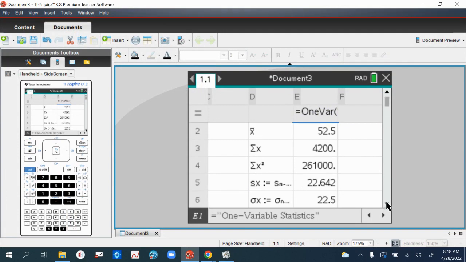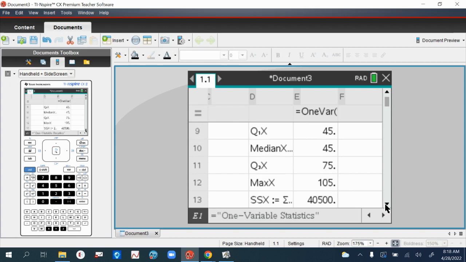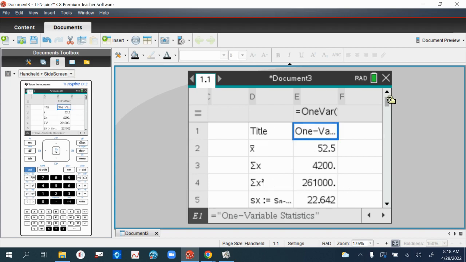Let's now have a little look back at some of the other things that we can do here. So just a quick reminder. So you got the number of actual values there are. You are given the minimum value, 15. You're given the lower quartile, 45. You're given the median, 45. You're given the upper quartile, 75. The maximum value, and this you will not have to use. Right, so lots of very useful things there.